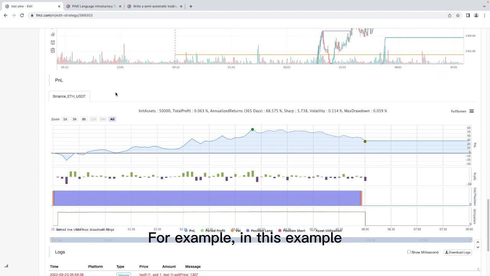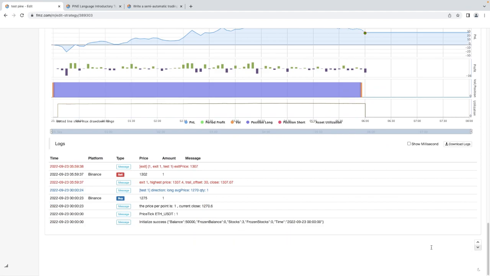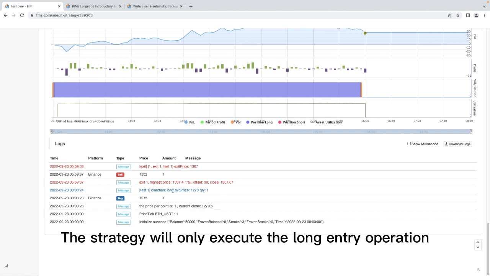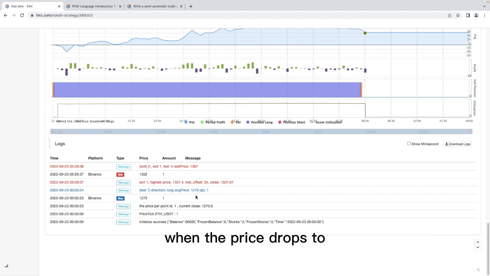For example, in this example here, we set the price at 1270 and go long for entry. The strategy will only execute the long entry operation when the price drops to 1270 here.